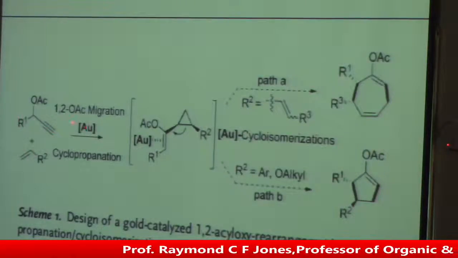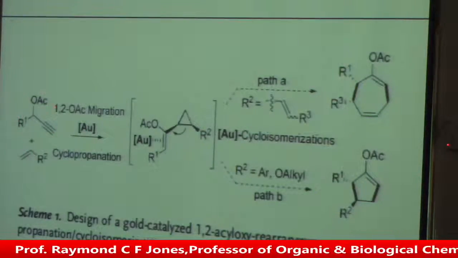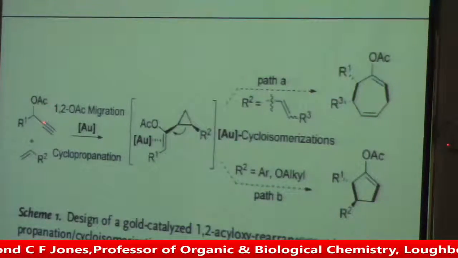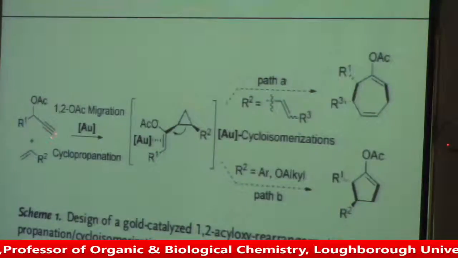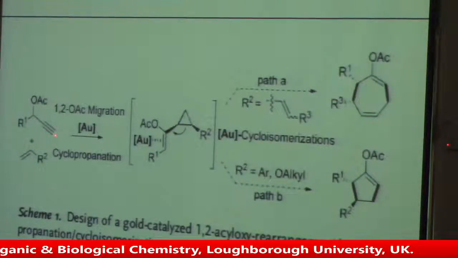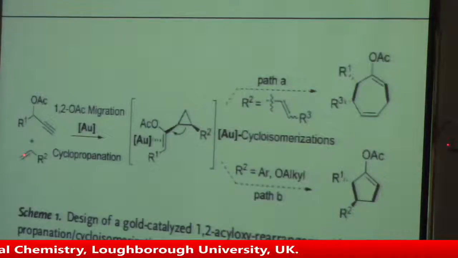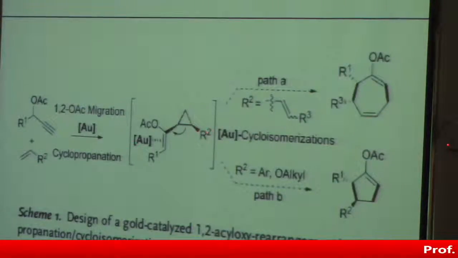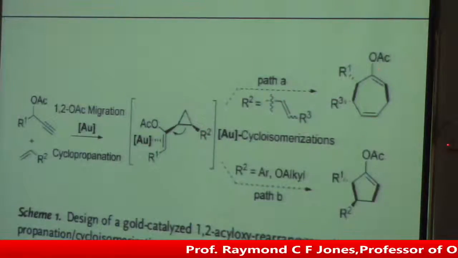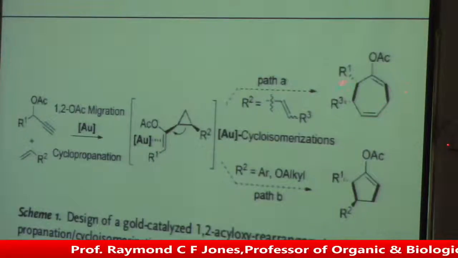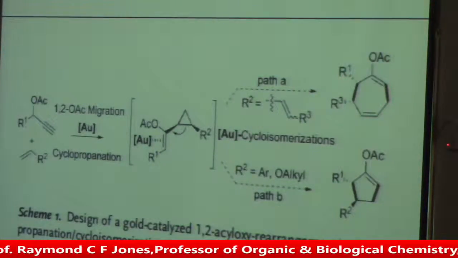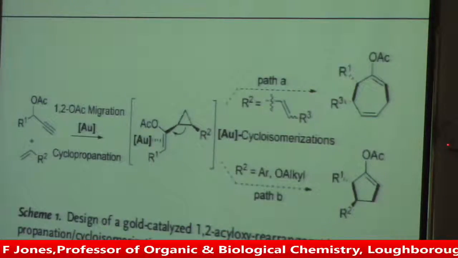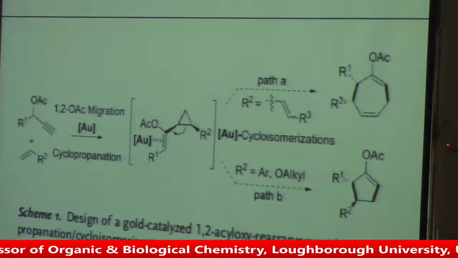So gold activates the alkyne, that helps the 1-2 migration of the acyl group to take place, leaves a gold carbene on the remote end of what was the alkyne. That adds to another alkene to form a cyclopropane. If that alkene you add has another double bond in it, like here, then you can get a cope rearrangement to form a new 7-membered ring. And that's actually what was happening in the example on the slide I showed yesterday.